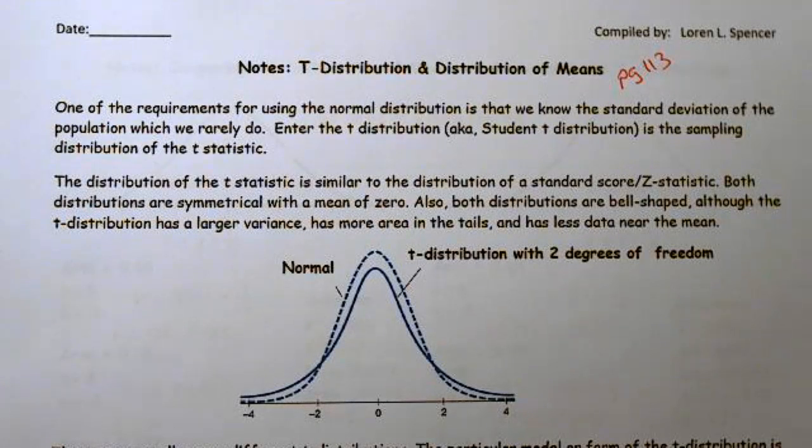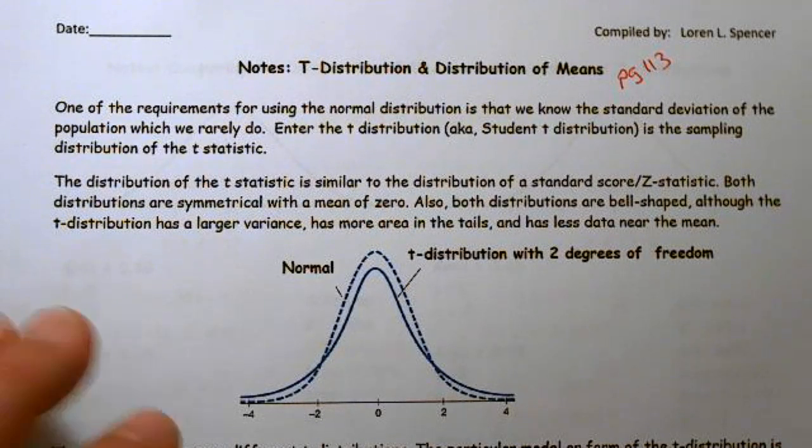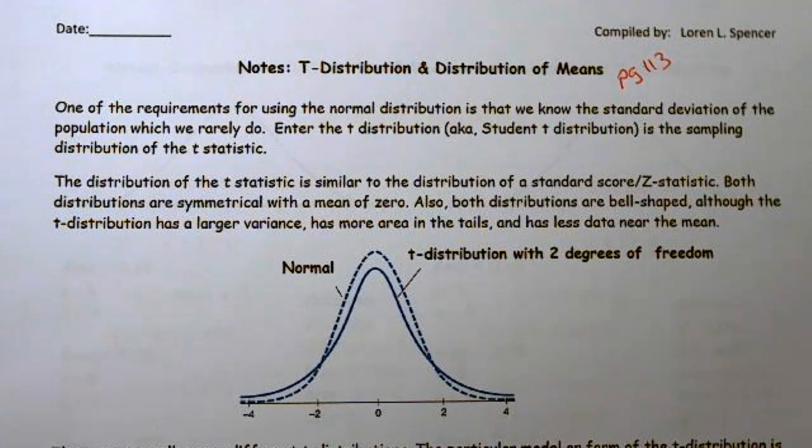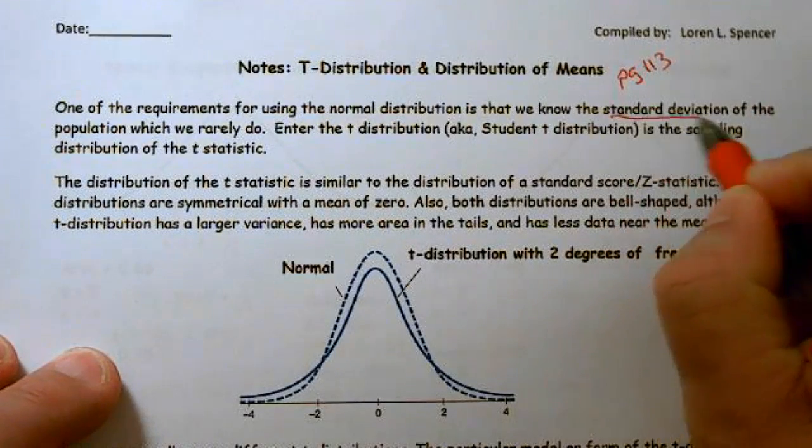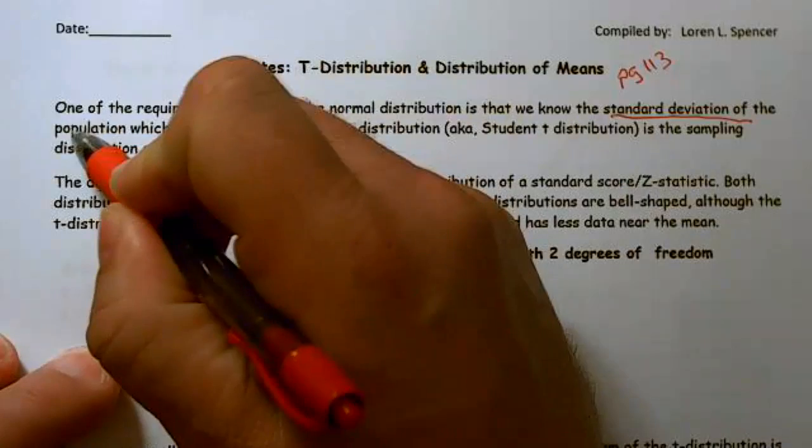All right, so this is page 113 of the note spiral, and we're introducing a new distribution known as the t distribution. And truthfully, the point of this is to make comparisons to it and the normal because they're very, very similar. So when we were talking about the normal distribution, one of the requirements for using the normal distribution is that we had to know the standard deviation of the population.